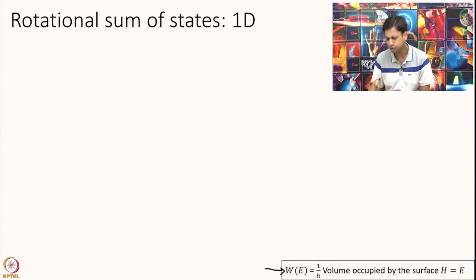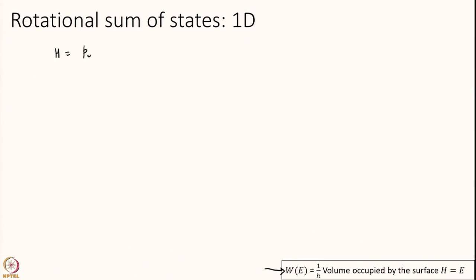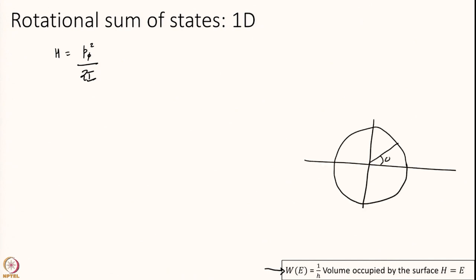Okay. I am saying 1 over h only because it is 1D only, so it is h to the power of 1. Alright. So, what is h? H for a 1D rotor is nothing but P phi square over 2I, where my particle is, let us say, constrained on a circle and this is phi. Okay, so, this is how the Hamiltonian for this system is given, and phi goes from 0 to 2 pi. Okay, so, we want to find this is equal to E.